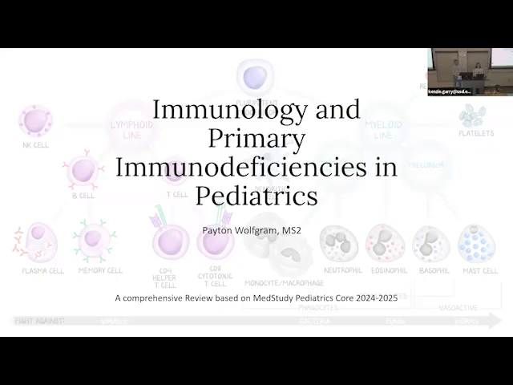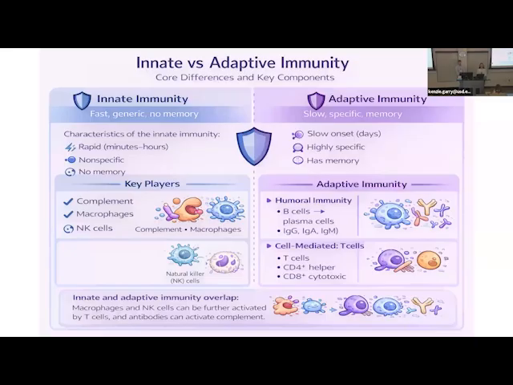Okay, so I covered immunology and primary immunodeficiencies in pediatrics. I'll do the same thing as he did, give you a brief overview, and then we'll jump in. To begin, I divided the difference between innate and adaptive immunity. I'm sure we all know innate is going to be super fast acting, with no immunological memory. It's going to be non-specific. Versus adaptive immunity, which is going to be a slower onset. You need to develop it over time.